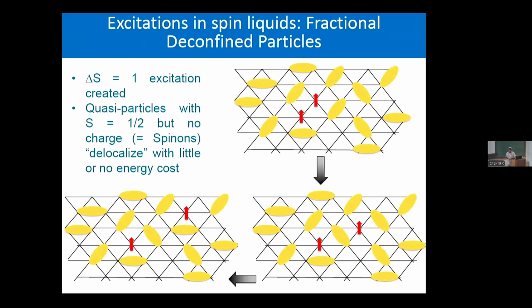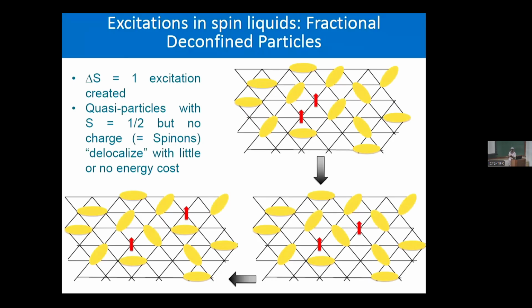So if I create an excitation in a spin liquid, I flip a single spin and create this excitation. Now, because of this RVB nature of the ground state, these spins can move apart independently of each other and act like two independent particles. So the delta S equals 1 excitation that I have created has broken up into two parts. And these quasi-particles carry spin, but no charge.